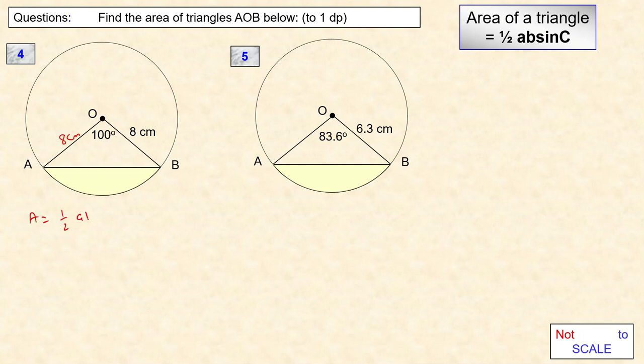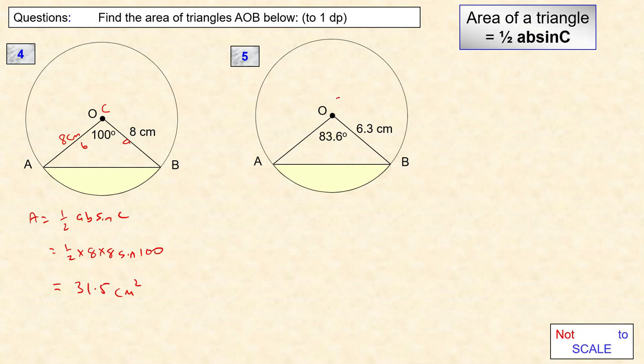Area is equal to half AB sine C, which is a half times A. That center there is going to be C in this case. So opposite A is A, opposite B is B. So it'll be 8 times 8 sine of the angle in between, which is 100. Work that out on my calculator. Gives me 31.5. So that's 31.5 centimeters squared.